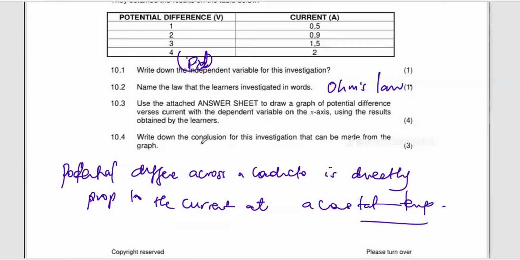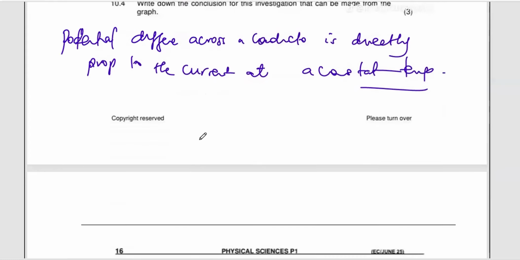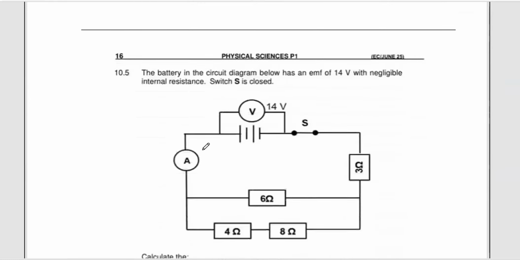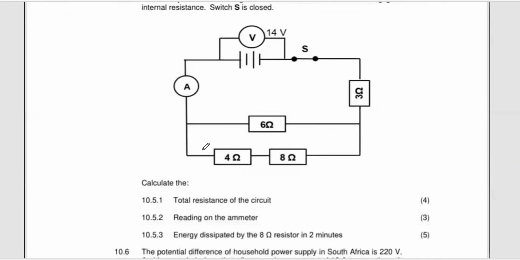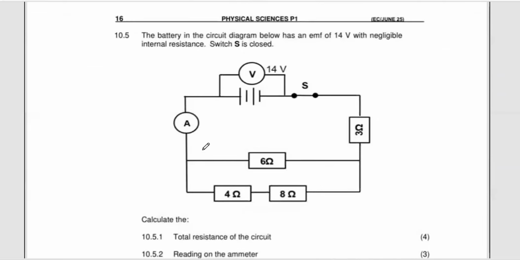Okay, so that is what the conclusion could have been by stating Ohm's law. Then 10.5: the battery in the circuit diagram below has an EMF of 14 V with negligible internal resistance, and switch S is closed. Calculate the total resistance. Now, with the total resistance, we're seeing that there is a block for the parallel combination, okay?